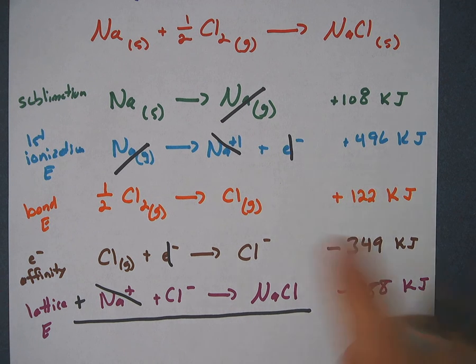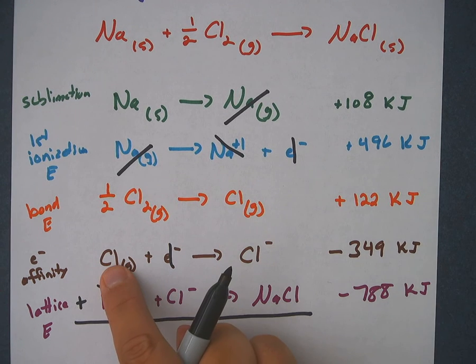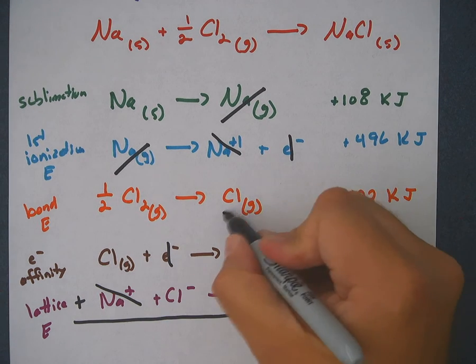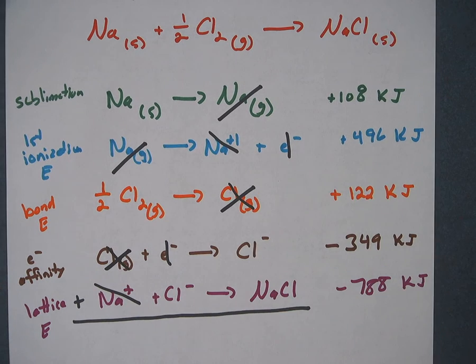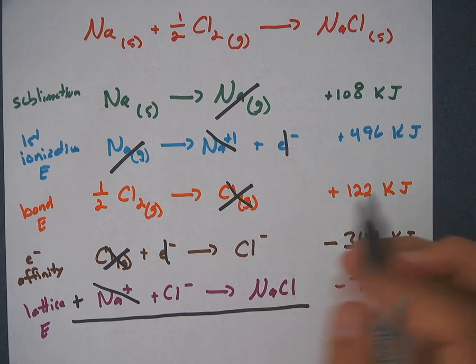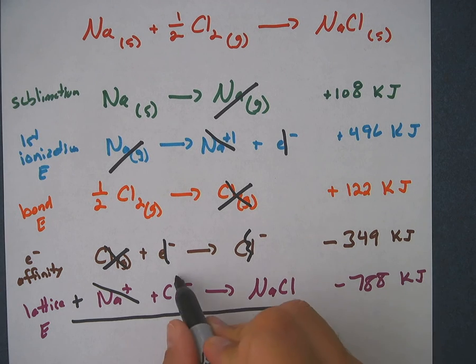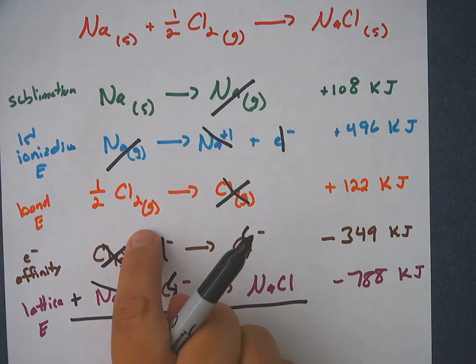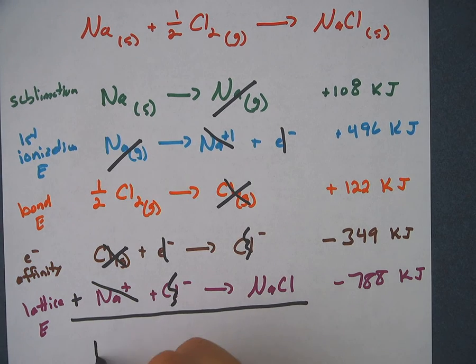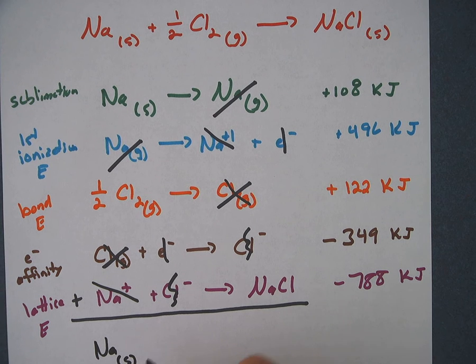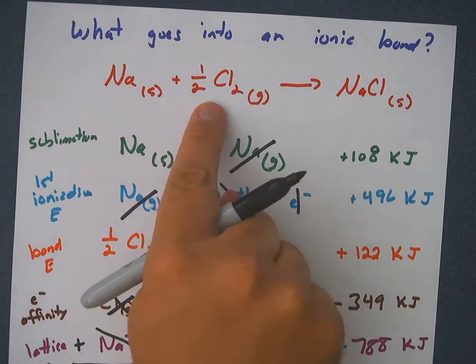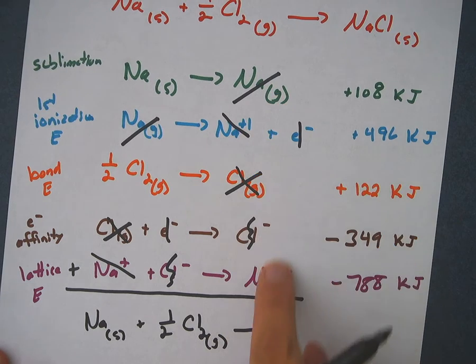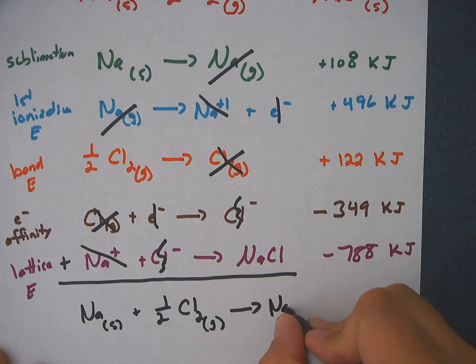We have two more things. We have chlorine gas atom and chlorine atom as a gas, so I'll put an X through this to show it cancels. And chloride ions, I'll put a little squiggle like this to show it cancels here. You'll notice the only things that didn't cancel are sodium solid and half a mole of chlorine gas, which is what we had in our original reactants. And the only thing that didn't cancel on the product side is NaCl.